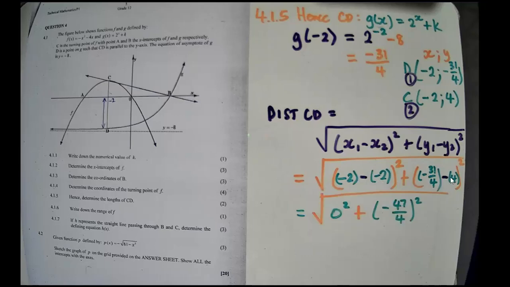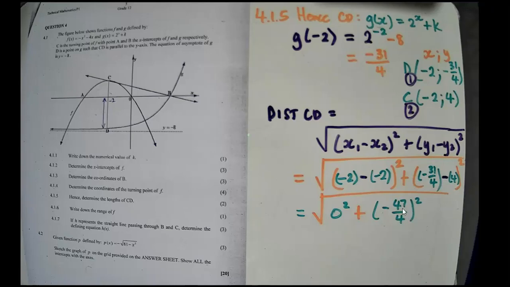So that's going to be 0 squared, minus 31 over 4 minus 4, squared. This will become positive. So if you add those two numbers, just that number and that number, you should get 47 over 4. Alright, and that will be the final answer.